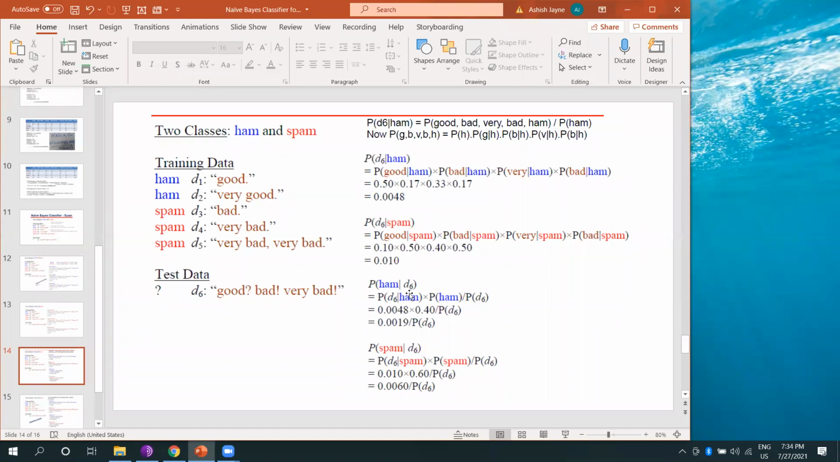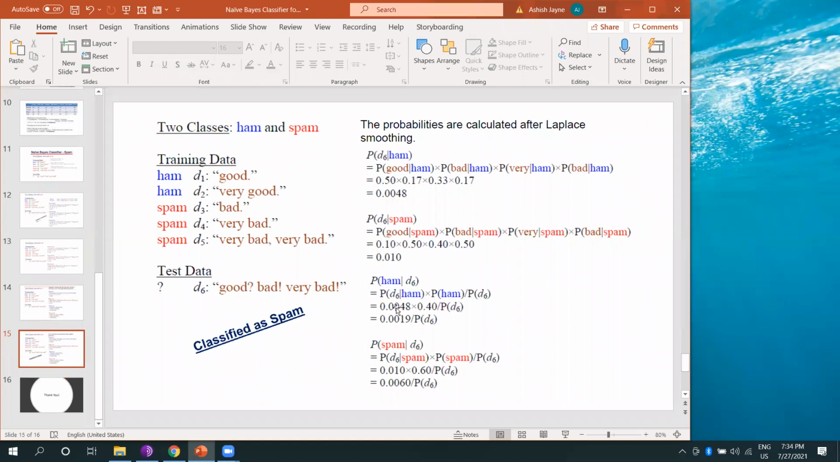Now P(ham | d6) is equal to P(d6 | ham) multiplied by P(ham) divided by P(d6). The denominator term P(d6) comes in both the terms, so we would ignore it and only calculate the numerator, which is over here. Then based on our numerator we classify it as spam.